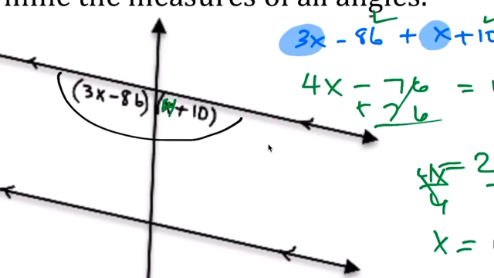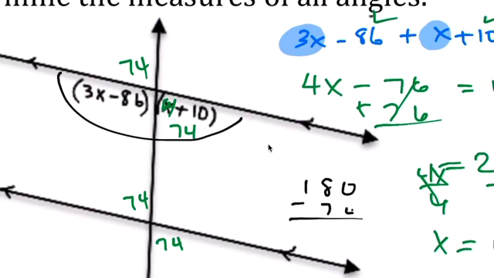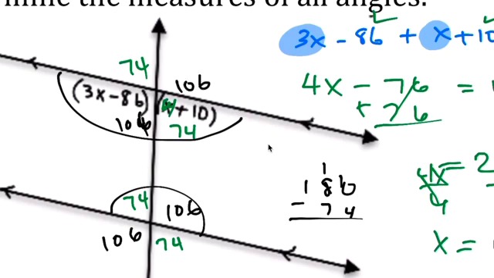Okay, then if x is 64 here, you add 10 to that. 10 plus x is 74. So this is 74, that's 74. And the other one to make 180, so 180 minus 74, you get 106. So the other one's 106. You add them together, see it's 180 degrees. Okay.